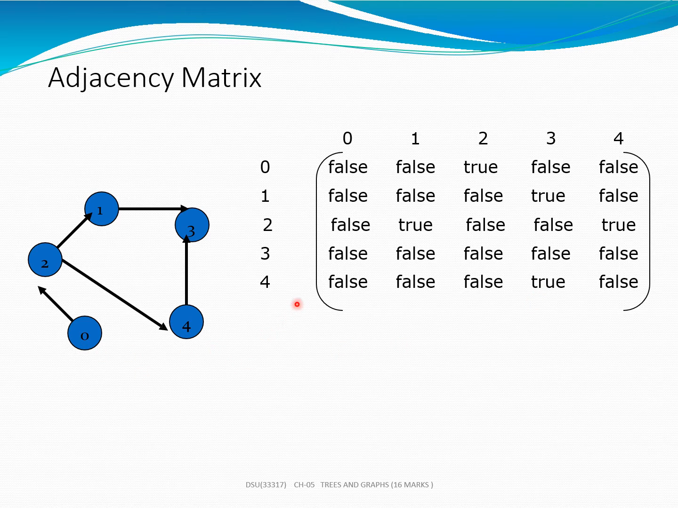Just like this, we can form a matrix by using these directions. That is called the adjacency matrix.